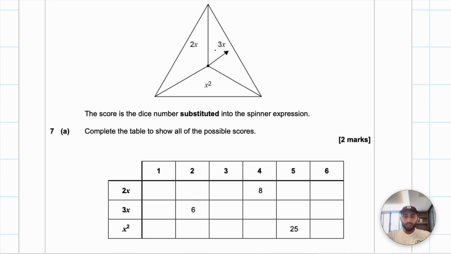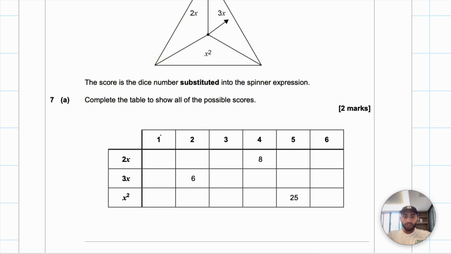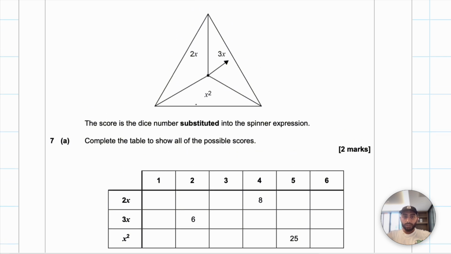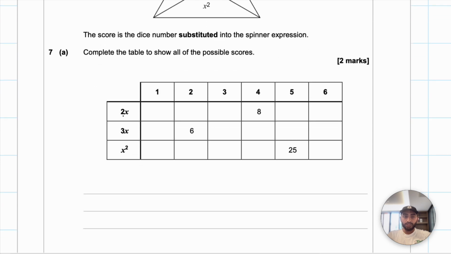So each of these probabilities is going to be equal. Score is the dice number substituted into the spinner expression. Complete the table below. So all it's saying is they roll a dice and they get 1, 2, 3, 4, 5 and 6, and then afterwards they spin this spinner and these are the results of it. We just need to substitute these into here.